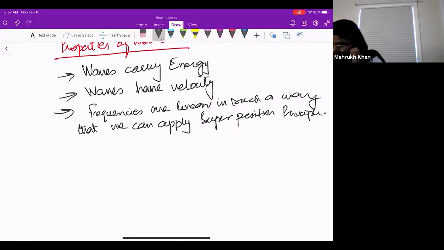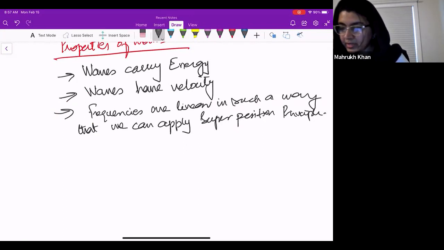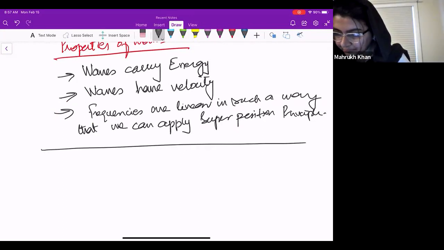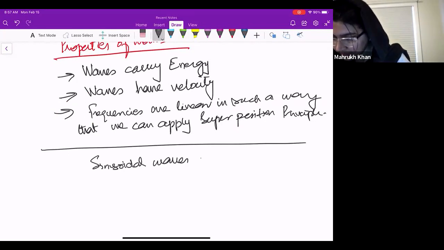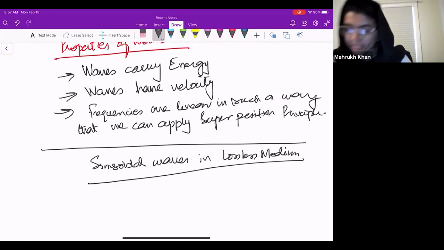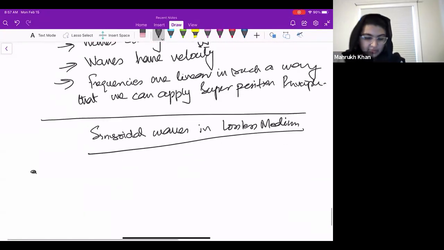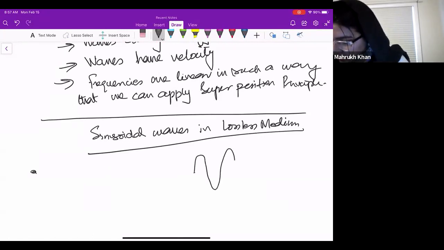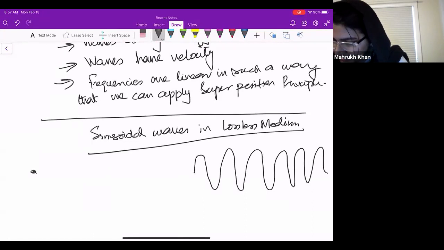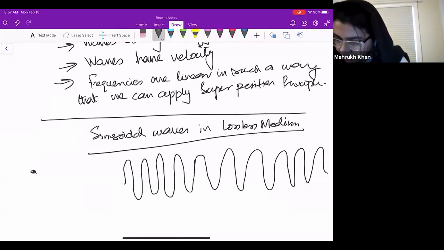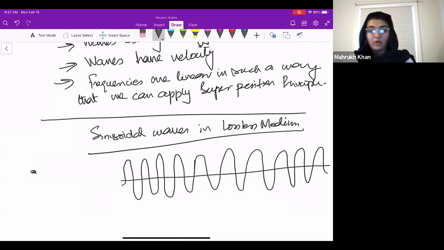Let's talk about mathematics then. Now I am talking about sinusoidal waves in a lossless medium. Lossless means that they will never attenuate and they will just keep going. That's what it says here, that the medium is lossless. If the wave amplitude does not attenuate, it keeps its amplitude as it is. There is no dissipation, it just keeps moving. So this is a lossless medium.